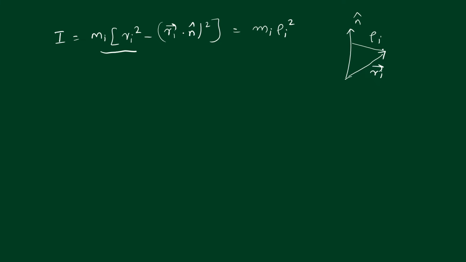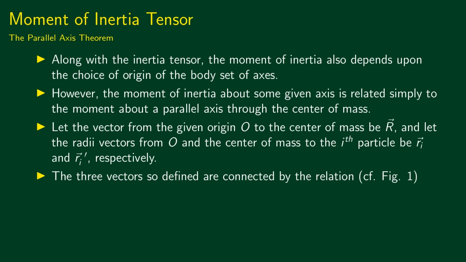Finally, we saw that this definition for the moment of inertia about the axis of rotation is actually the same as the definition that we have learned in our undergraduate classes, which was sum over i m_i rho_i square. So rho_i is the perpendicular distance to the ith particle from the axis of rotation. So these are the same. The inertia tensor as well as the moment of inertia depend upon the choice of origin of the coordinate system. But the parallel axis theorem says that the moment of inertia about some given axis is related in a simple manner to the moment about a parallel axis through the center of mass. In the following, we shall try to understand what this actually means.